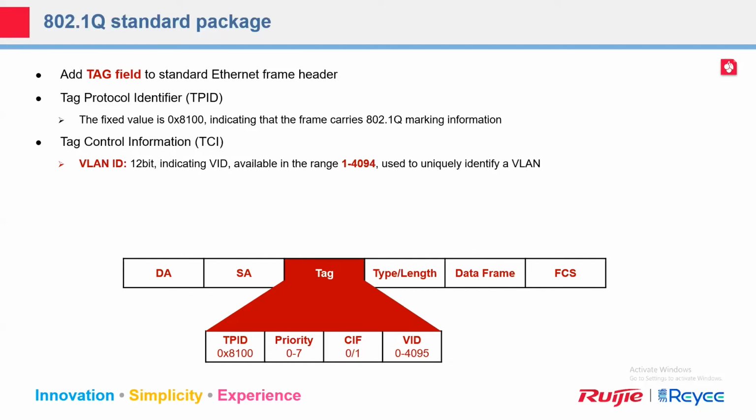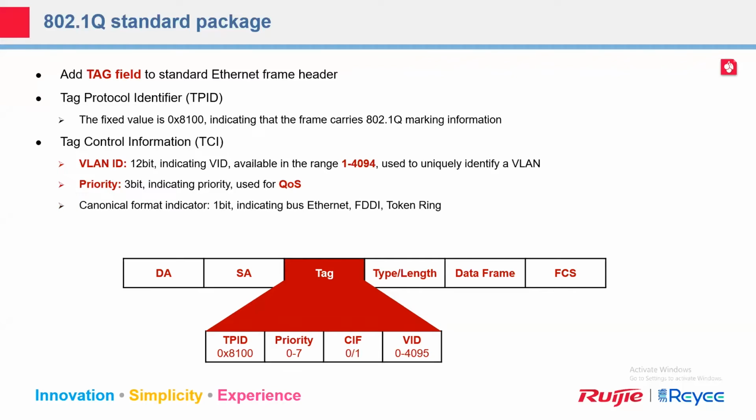So this is the first part. And the second part is about the priority. It is 3 bits long, so the range is from 0 to 7. Maybe in your network you have different priority traffic, like voice, maybe like data. If the resources or bandwidth are not enough, we hope the voice can be forwarded as soon as possible. So we can give different priority. This is the second part of the VLAN tag.